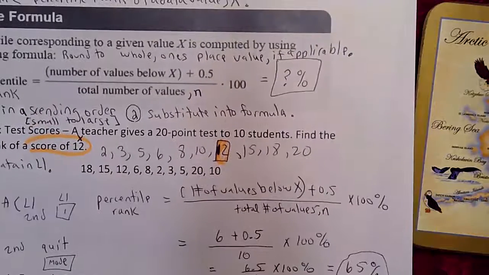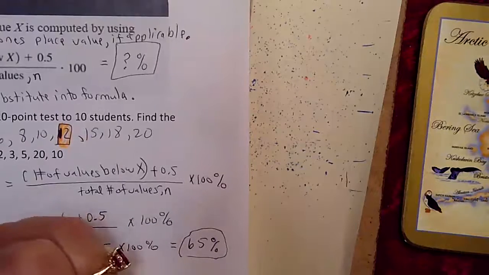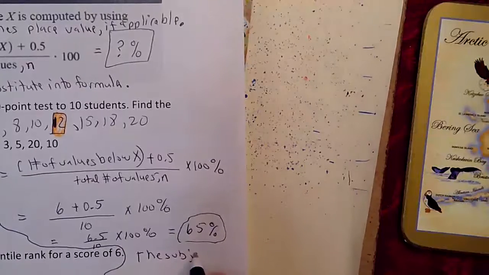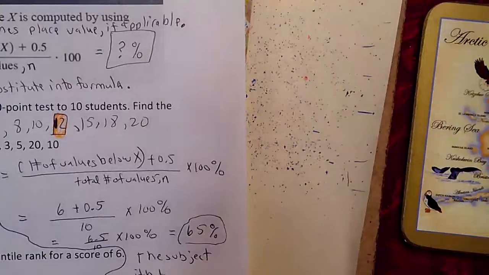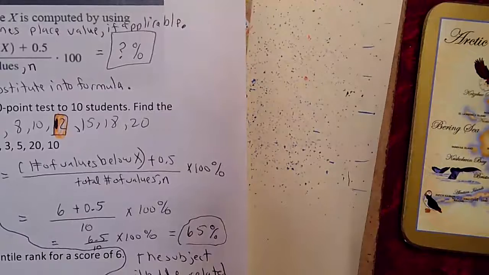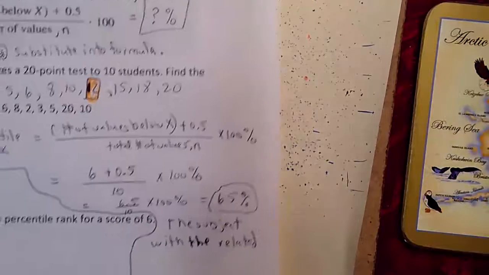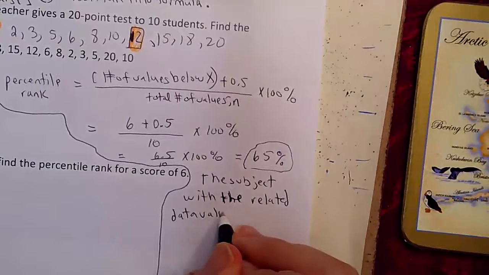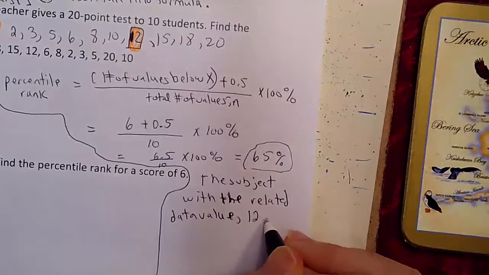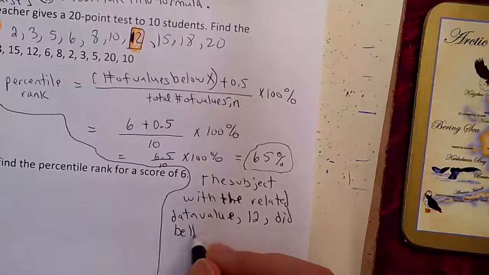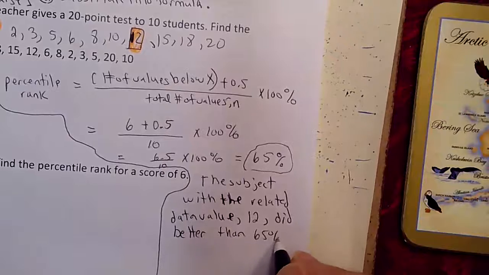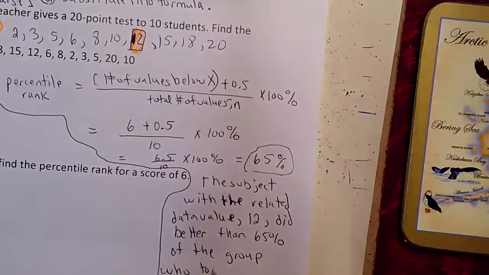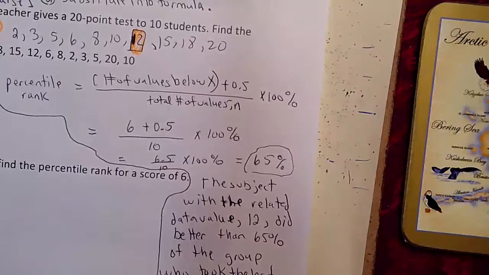So I'm going to write that down somewhere. I guess I can write it here. So the subject with a related data value 12, they did better than 65% of the group who took the test, okay?